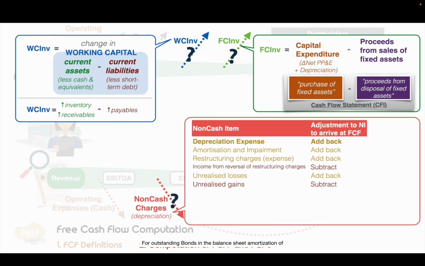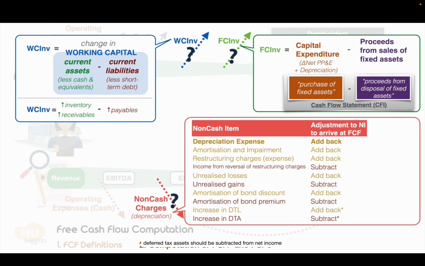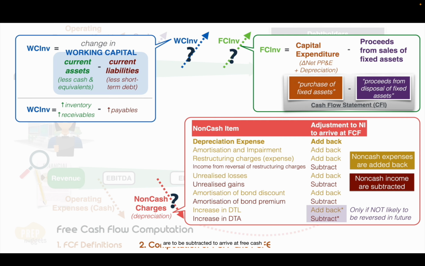For outstanding bonds in the balance sheet, amortization of bond discount should be added back to net income, while the amortization of bond premium should be subtracted from net income. Increases in deferred tax liabilities should be added back to net income, while increases in deferred tax assets should be subtracted from net income in the computation of free cash flow. However, both of these should be conditional that the liability or asset is not likely to be reversed in the future. Otherwise, do not adjust for changes in deferred taxes. In essence, non-cash expenses are to be added back to net income, while non-cash income are to be subtracted to arrive at free cash flow.